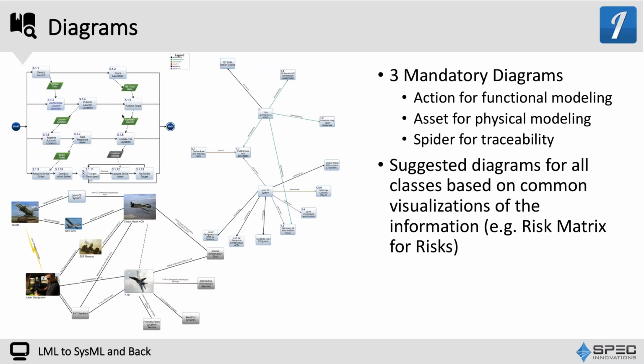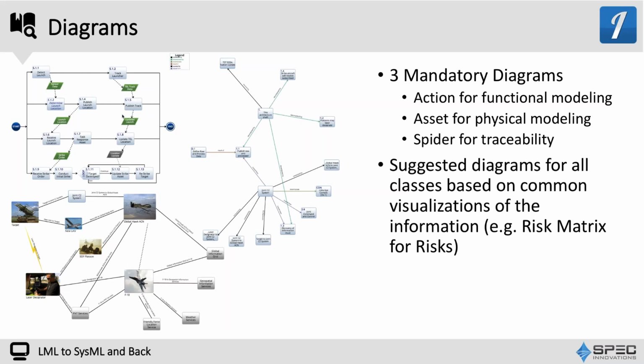The physical diagram below it is called the asset diagram, and that's used for physical modeling. It shows the different assets and the conduits between them. And then there's nothing wrong with substituting boxes and lines with pretty pictures and lightning bolts and things like that to help it communicate better. So that's what we recommend for that kind of visualization.